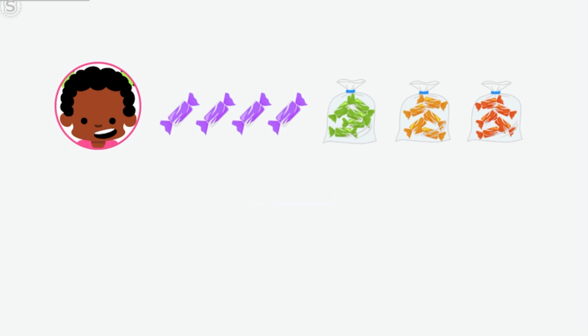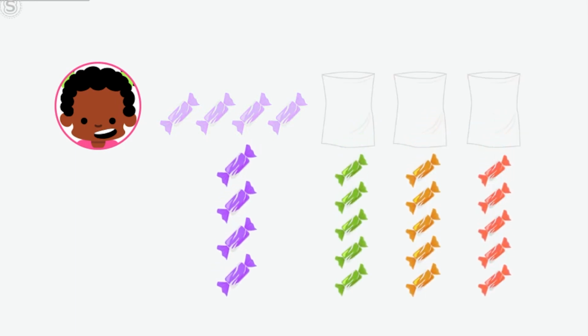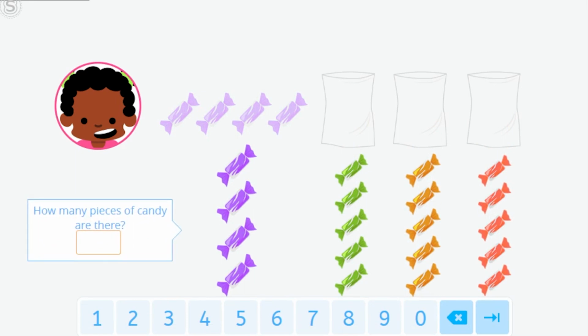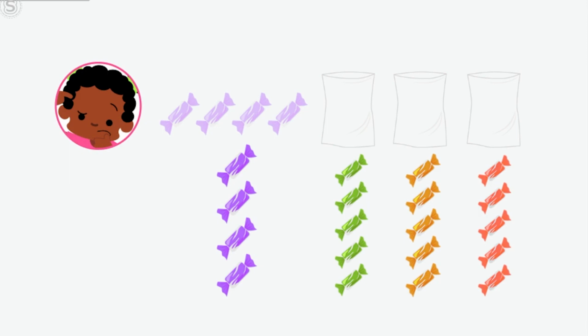To make sure she got it right, we're going to count the pieces of candy by taking them out of the bags. How many pieces of candy are there? There are 19 pieces of candy. Zoe doesn't understand. After counting the pieces of candy, she realizes that she made a mistake while calculating. She calculated that there were 35, but there are 19.